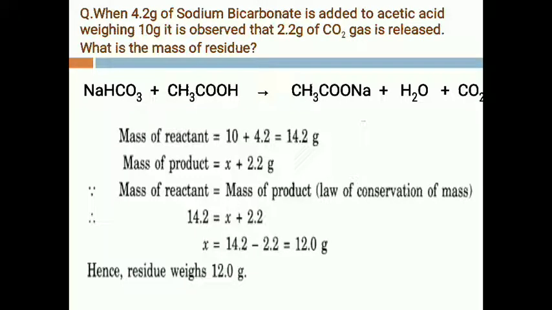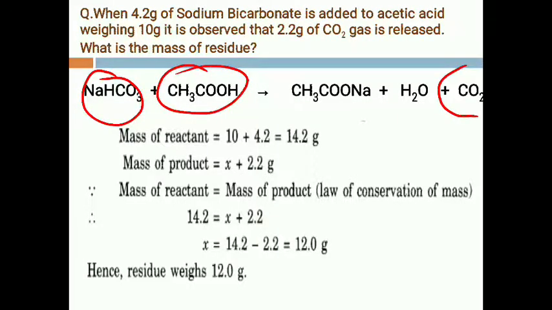There is one numerical on this. The numerical says that if 4.2 gram of sodium bicarbonate is added to 10 gram of acetic acid, it is observed that 2.2 gram of carbon dioxide is released. He's asking what the mass of the residue is. So who is the residue? This carbon dioxide escapes from the reaction mixture. So what is left is sodium acetate and water. You know about this reaction, it's a very simple 10th class reaction you have studied. So we have to find here the mass of this residue.